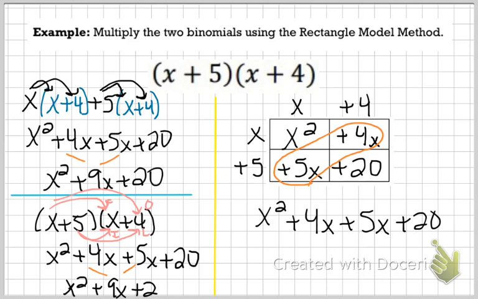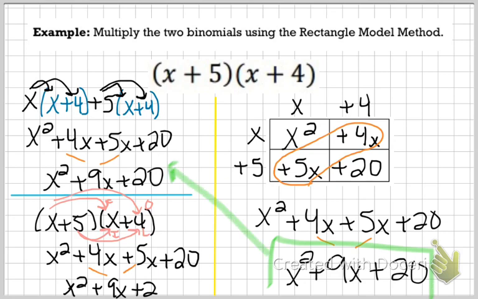Like I said, we could tell where our like terms were at diagonally. So this would give us a 9x, bring down the x squared, and it's a positive 9x plus 20. And as you can see, ta-da, this matches that, and it matches this. They all give us the same simplified expression. Let's try it again.